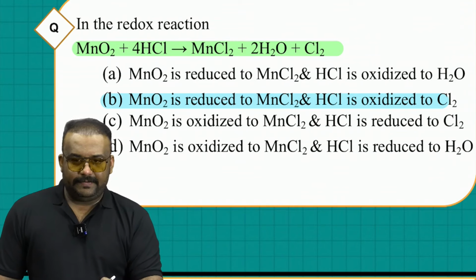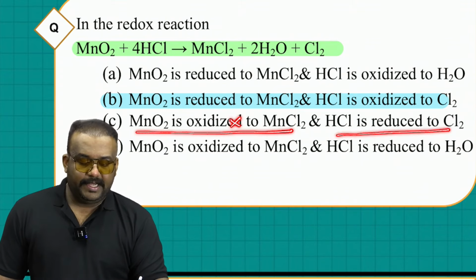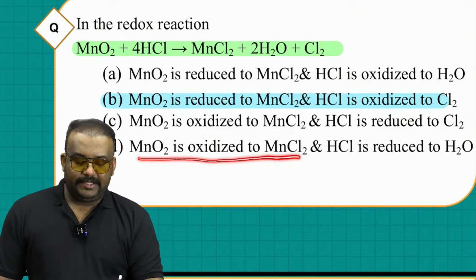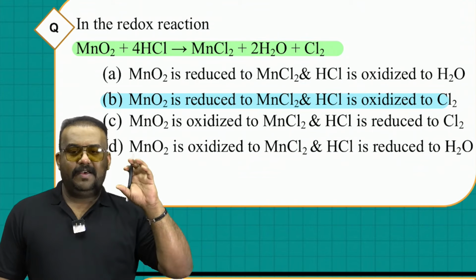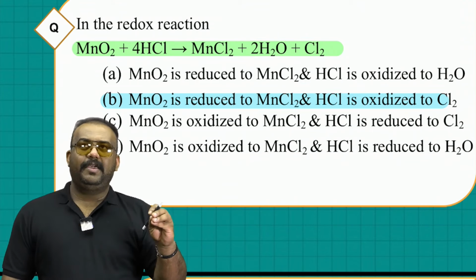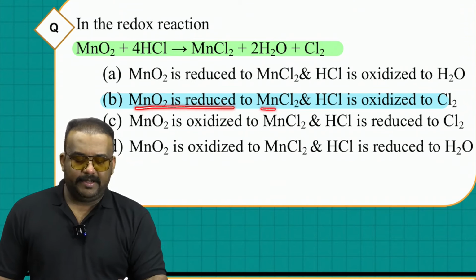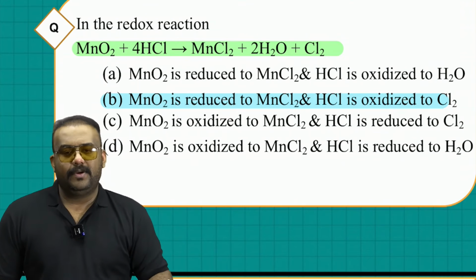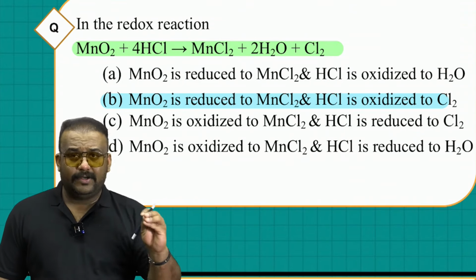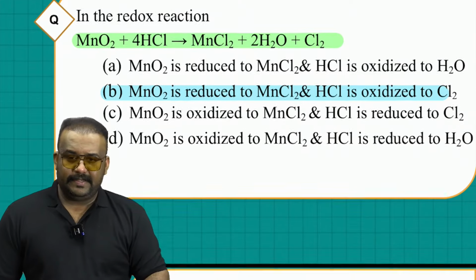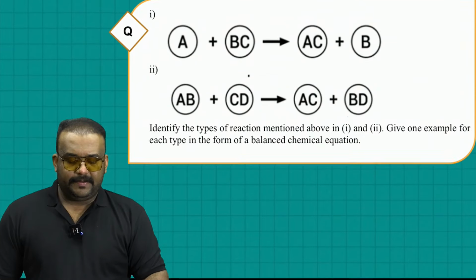We can also read the other options as well. MnO2 is oxidized to MnCl2, that is wrong. HCl is reduced to Cl2, that is also wrong. MnO2 is oxidized to MnCl2, wrong, and HCl is reduced to H2O, wrong. So you should have clarity on describing what is oxidized and what is reduced. Is it clear? So MnO2 is reduced to MnCl2, and HCl is oxidized to Cl2. And also I told you how to identify the reducing agent and the oxidizing agent. Okay? Never forget this. It's a very important example. Okay, let's move on to the next question.